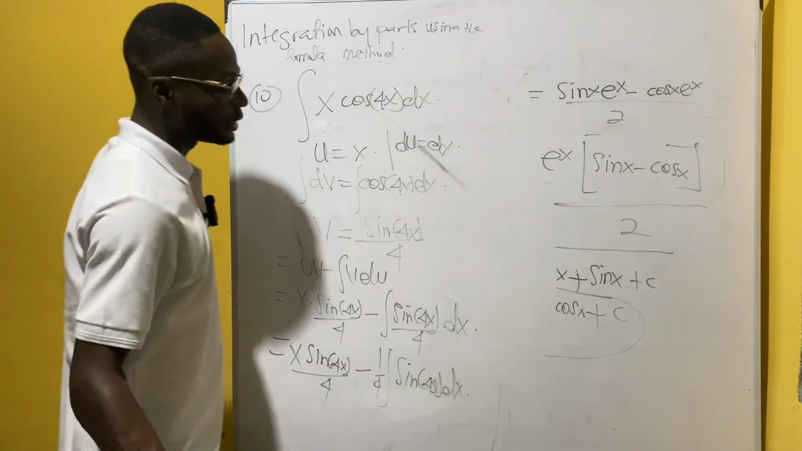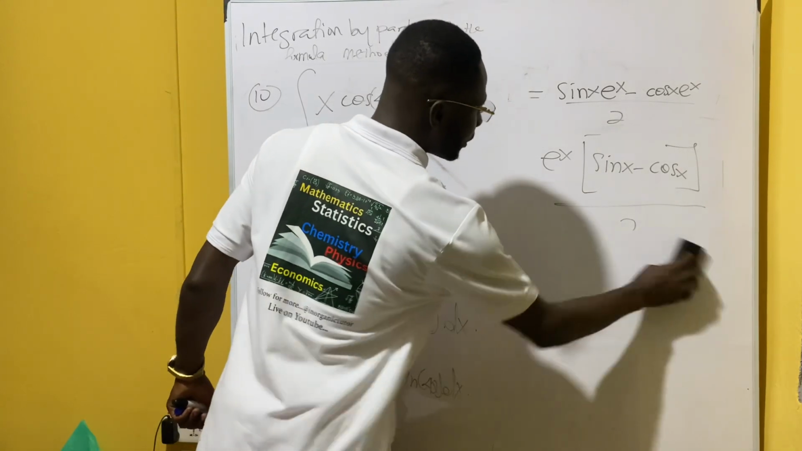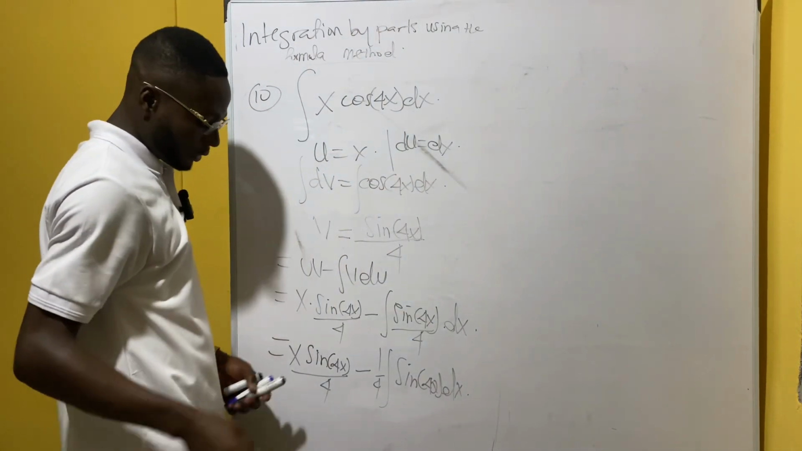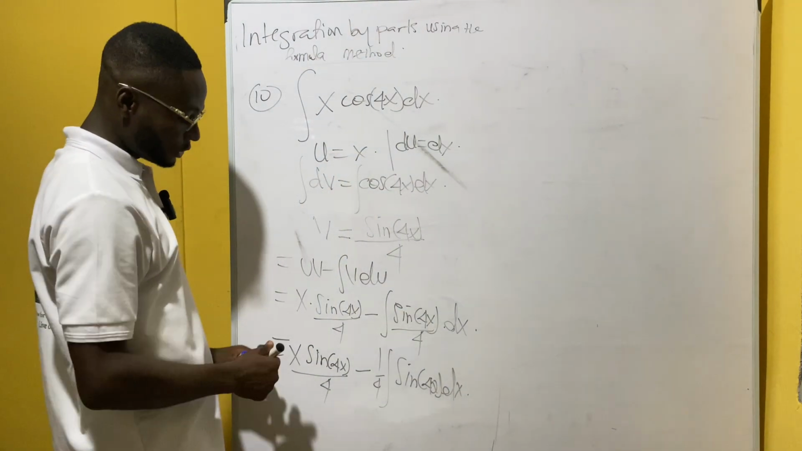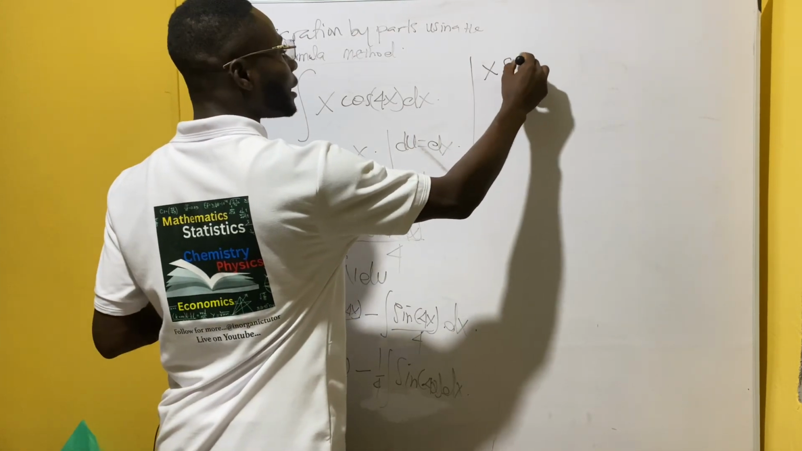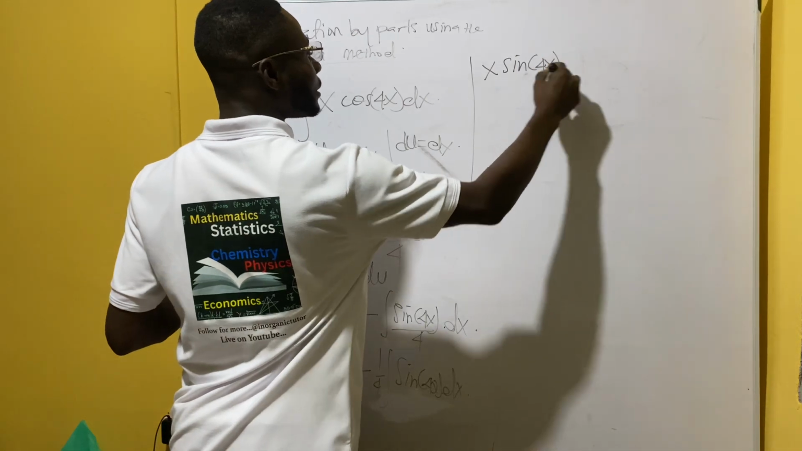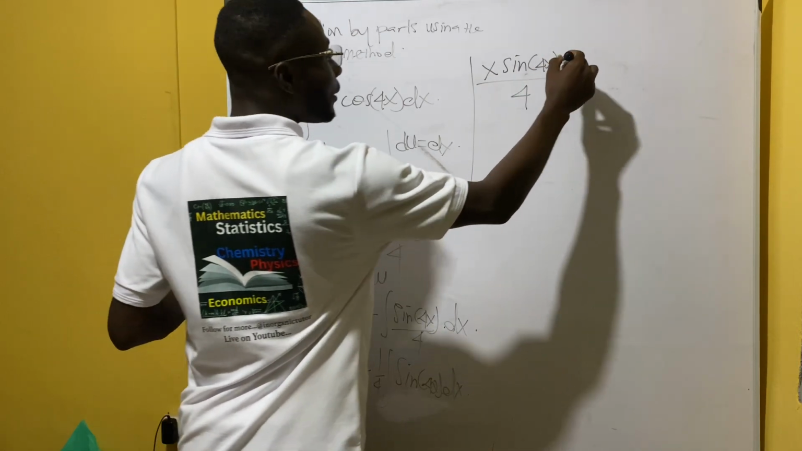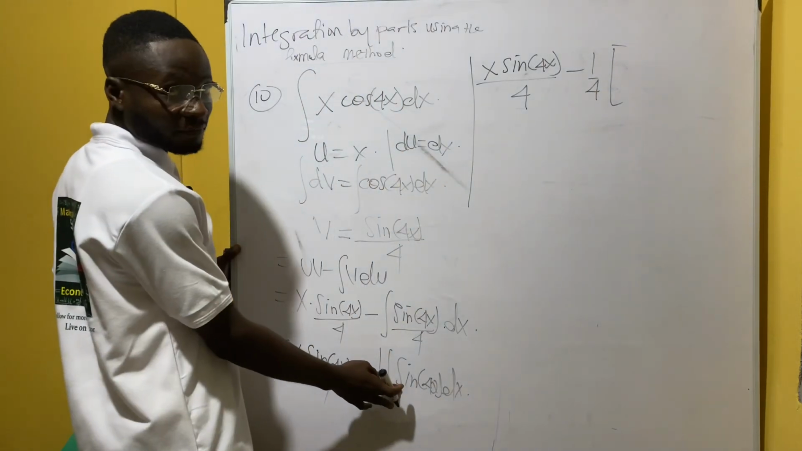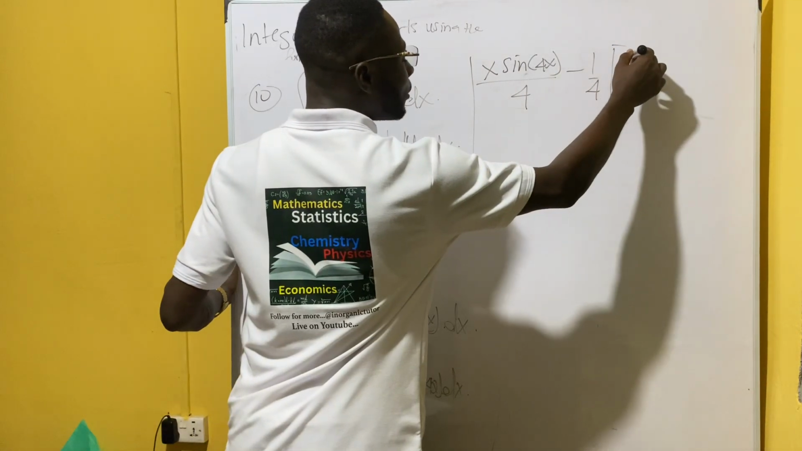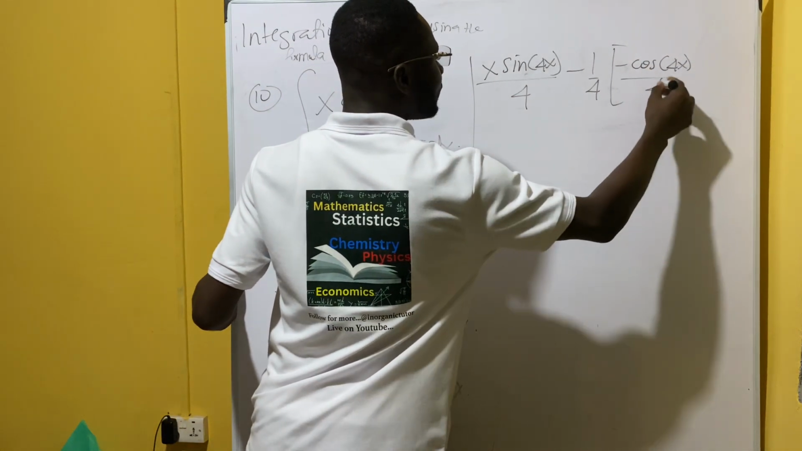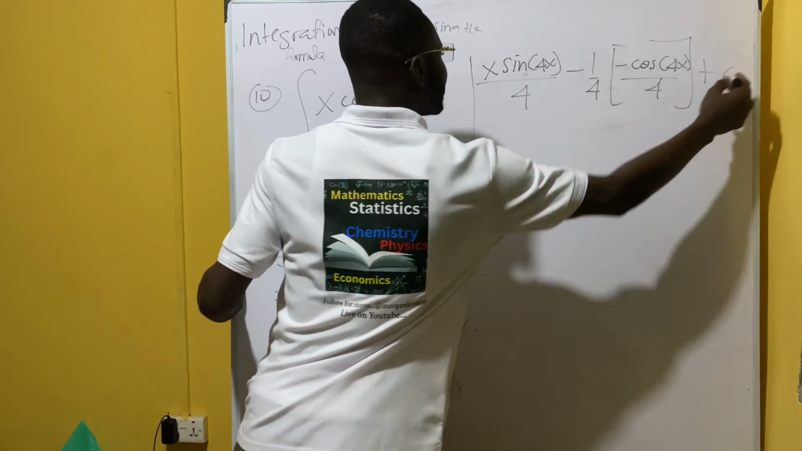right? So this, we are going to have x sine 4x all on 4 minus 1 on 4 into integral of sine 4x, which is going to be negative cos 4x on 4 plus constant of integration.